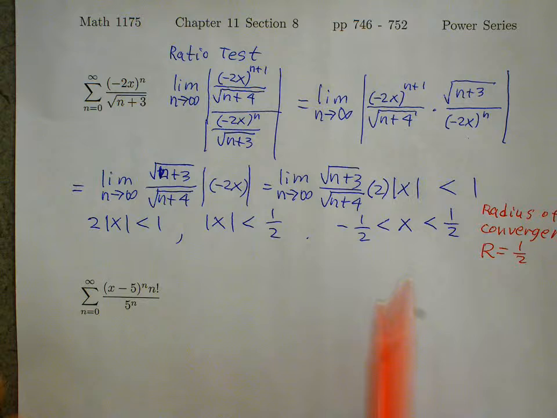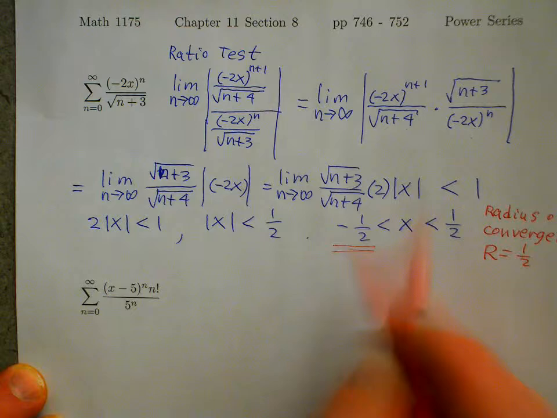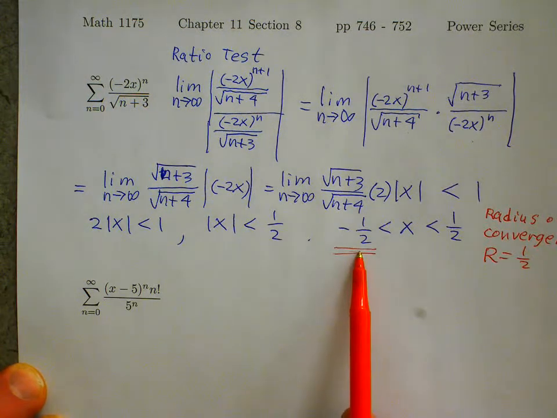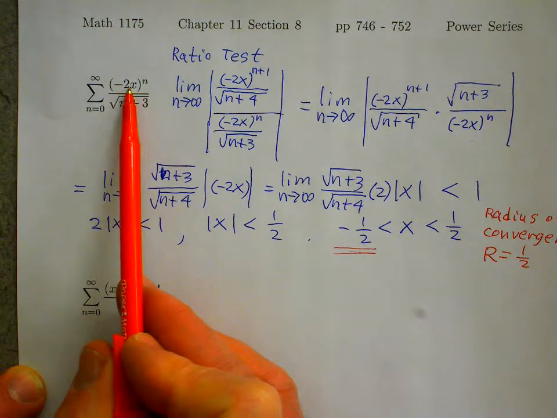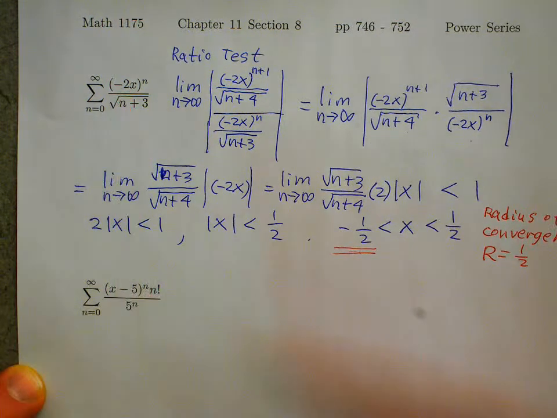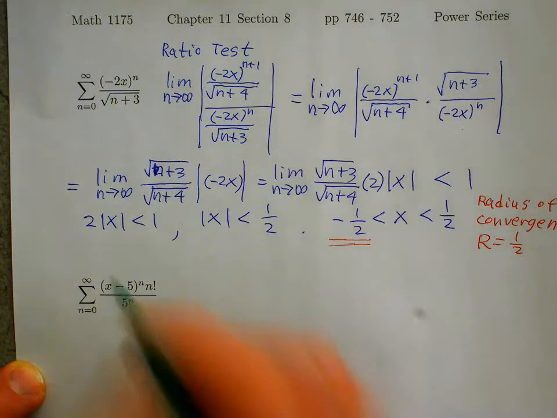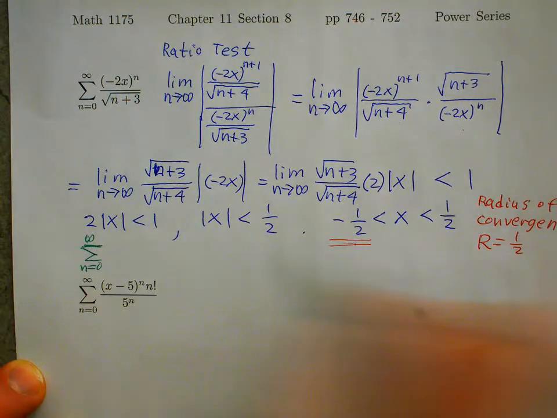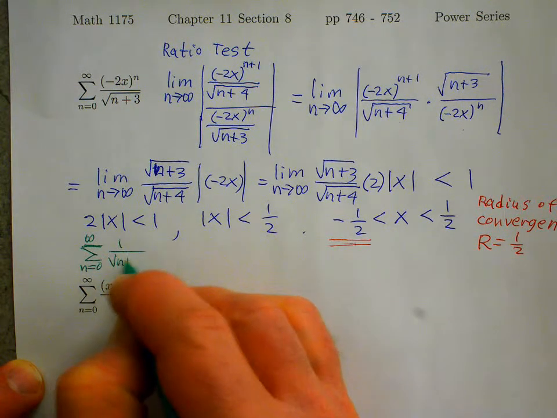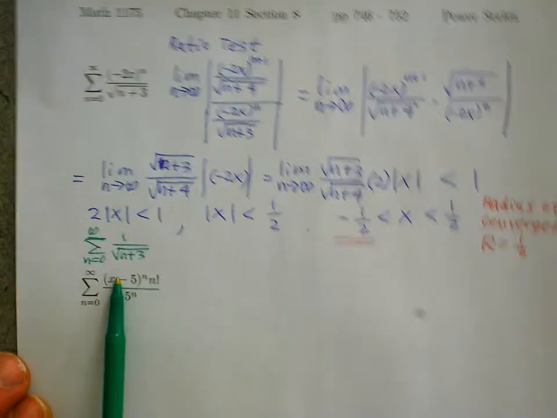So we have less than a minute. If you just look at the series when x is negative 1/2, so we get negative 2 times negative 1/2, which is positive 1. And so we have the infinite series one over the square root of n plus 3. So what do you suppose happens for this one?